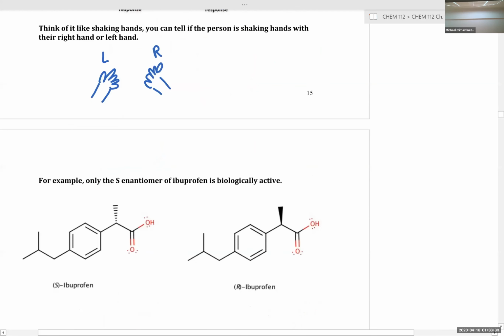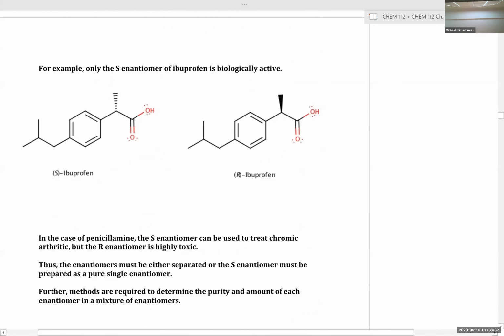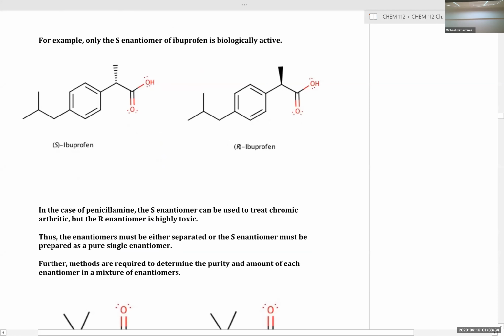Okay, so let's talk about some practical examples. If we think about ibuprofen, a classic pharmaceutical agent, only the S enantiomer of ibuprofen is biologically active. The R enantiomer is just useless junk that's generated and is along for the ride.